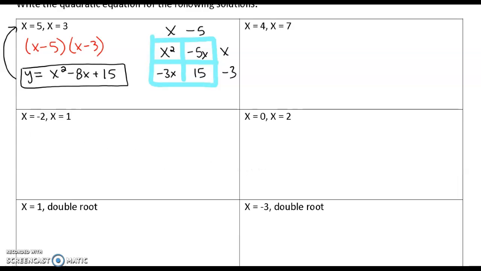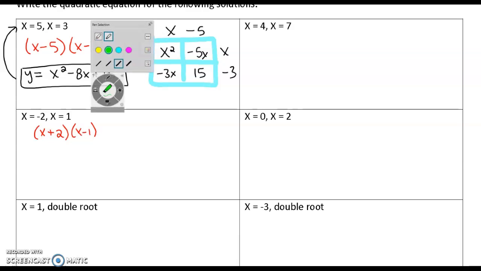Let's do a different example where we have two different signs. So if I look here, x equals -2 solves the equation x plus 2. X equals 1 solves the equation x minus 1. So now I have my two factors, and I got those from my two solutions. And I'm going to take a box here, and I'm going to find what my original quadratic function was. So again, I replace the top with my first monomial, x plus 2, and then I replace the side here with my second monomial, x minus 1.